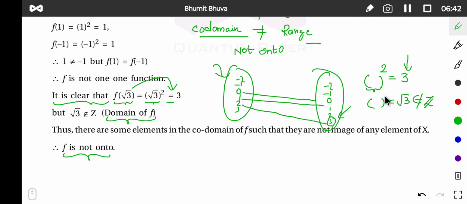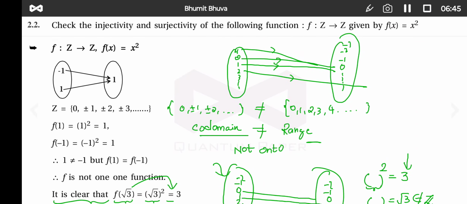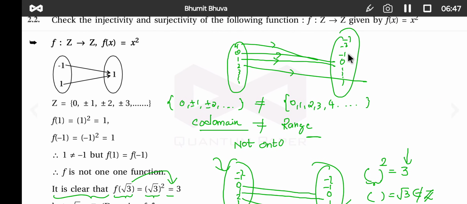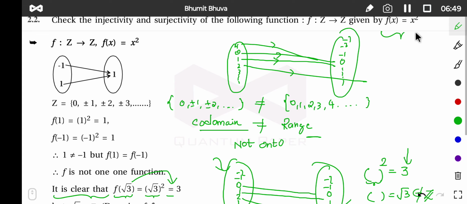So this function f from Z to Z given by f(x) = x² is not one-one and not onto also. One-one is not there and onto is also not there.